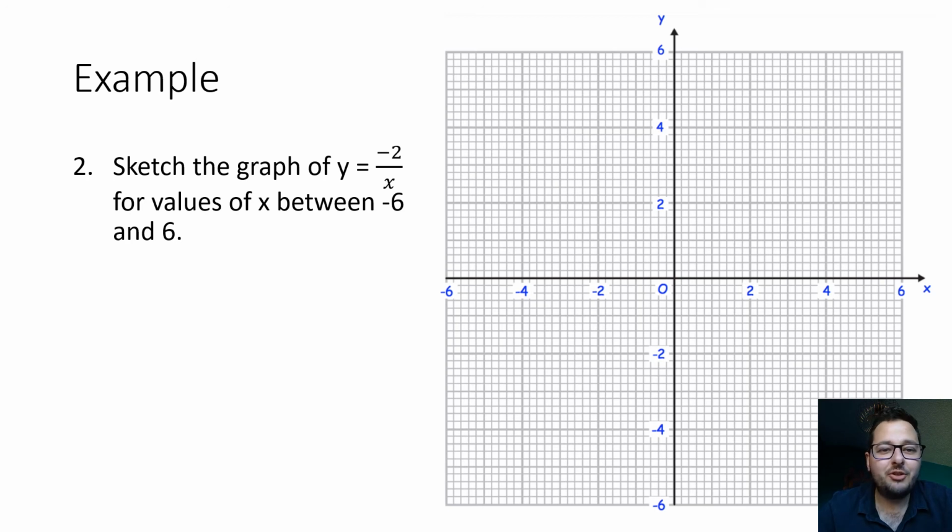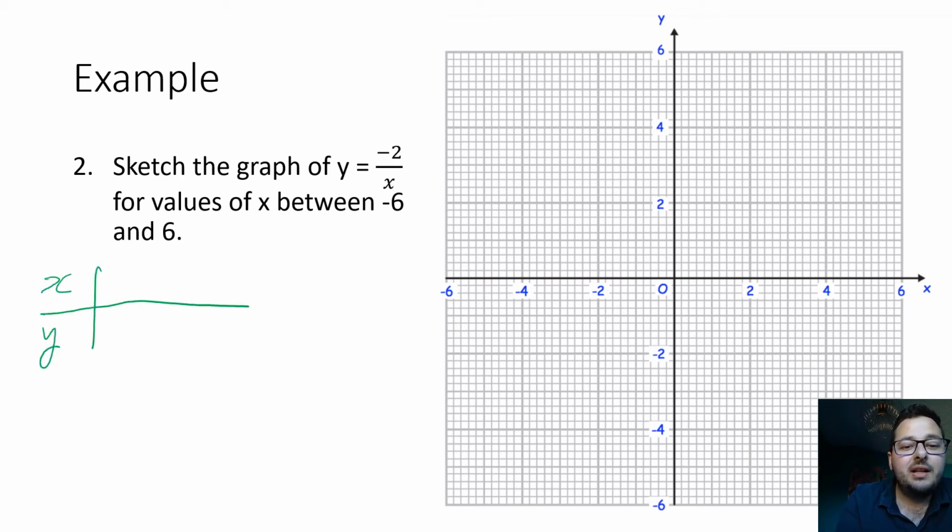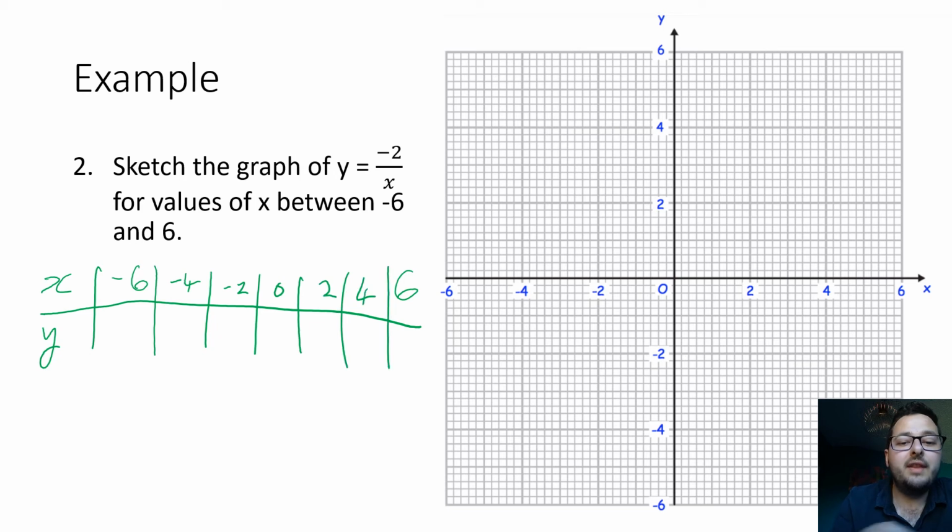So now we want to sketch the graph of y equals -2 over x for values of x between -6 and 6. Okay, so this time let's draw a little table of values. So we've got x and we want to figure out what y is. Well, we want to go from -6 to 6. So why not go up in twos? So we'll have -4, -2, 0, 2, 4, and then 6. Okay, so then let's fill in our values.